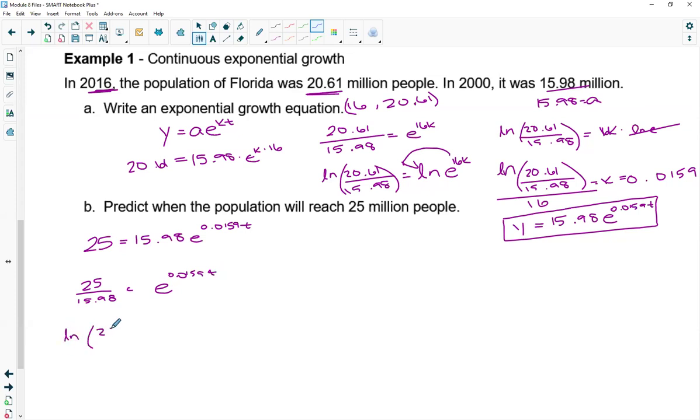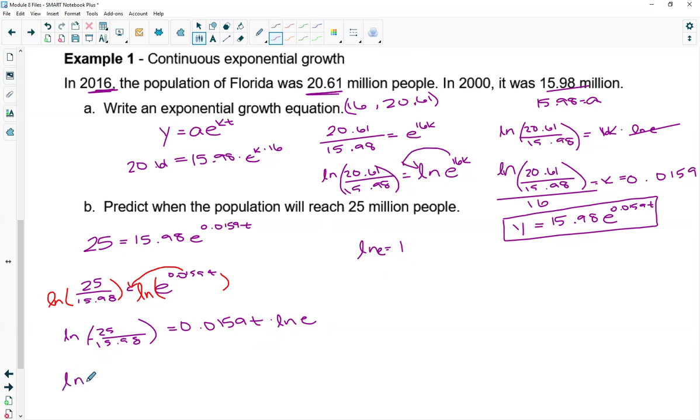Our natural log of 25 over 15.98 is going to be equal to 0.0159t times the natural log of e. I skipped a step there. I gave both of these a natural log, and since I have this to the power, I can go ahead and bring this exponent down just like I did right here. So from here, we're going to divide by 0.0159, because the natural log of e is just 1, so we can get rid of that.